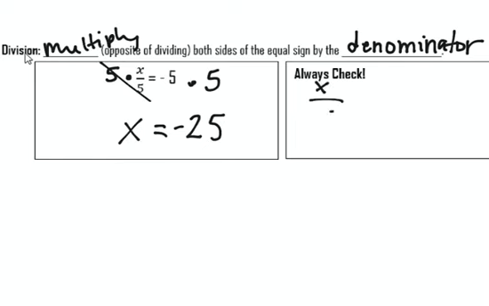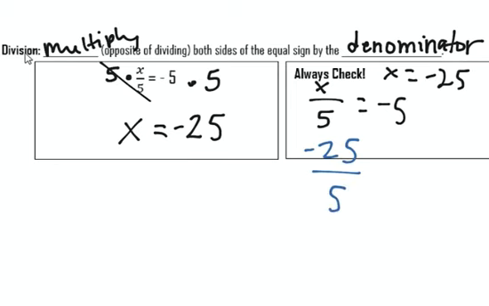And then you always want to check. So if x equals negative 25, we're going to plug it in to the original equation. We're going to say negative 25 divided by 5. Well, what does that equal? It equals negative 5, which is what my original equation was stating. So negative 5 does equal negative 5.